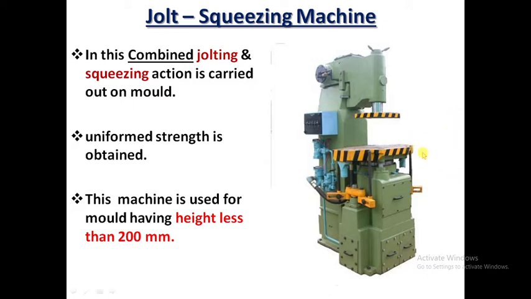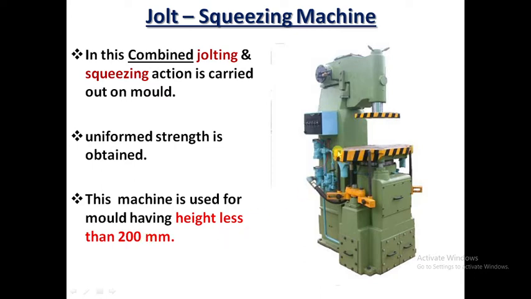Okay, so here what happens, unless the molds are very small, the molding machine usually provides mechanical assistance for inverting the heavy work. Here, if you see, uniform strength is obtained, and this machine is normally used for molds having height less than 200 mm.